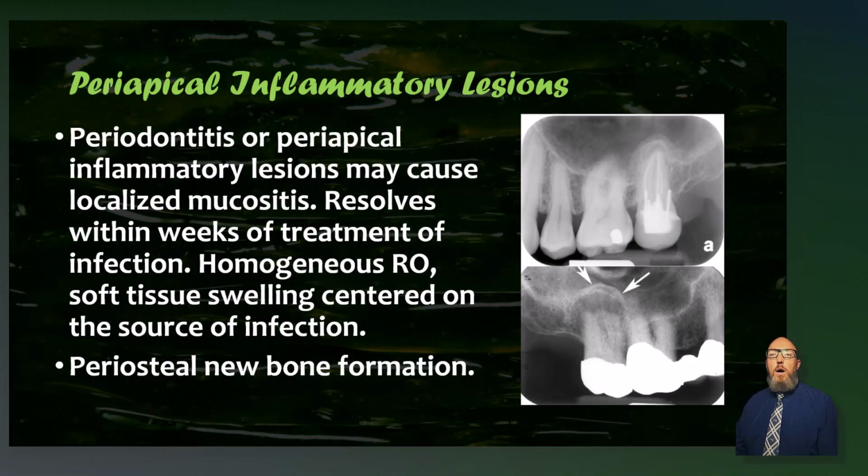All right, and now on to periapical inflammatory lesions. Periodontitis or periapical inflammatory lesion can cause localized mucositis. Any source of inflammation that's relatively close to the sinus membrane can cause that mucositis. Inflammatory exudates may infiltrate into the floor of the sinus and cause a localized mucosal swelling. So look for a homogeneous radiopacity and soft tissue swelling centered on a source of infection, and note the periosteal new bone formation we see in both of these cases.